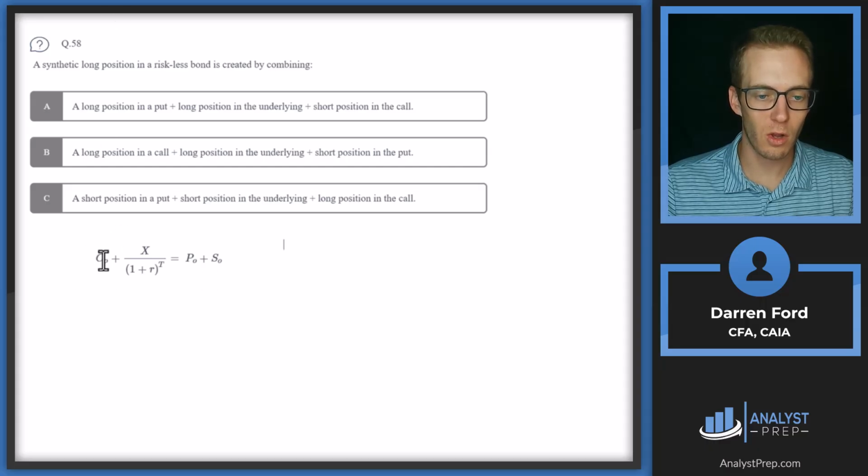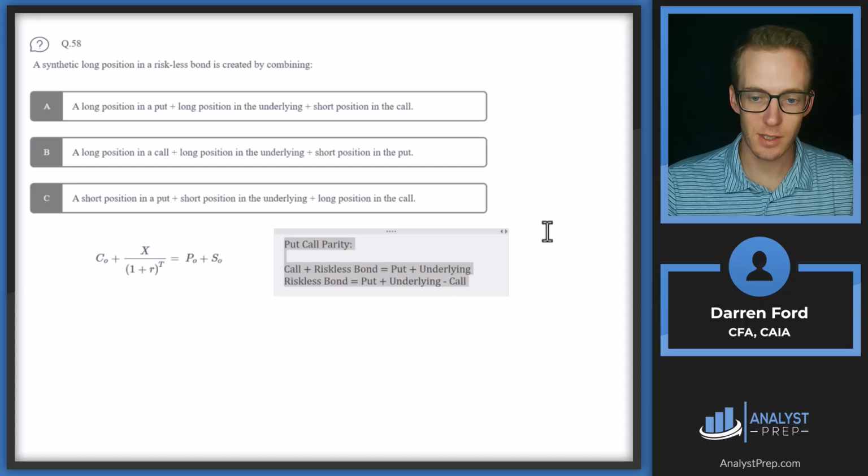So we've got call plus this variable here, which is representative of the risk-free bond or the riskless bond. So it's going to be our strike price discounted back to the present value. And then that's going to be equal to the put plus the underlying, which is our S variable. So to solve this, basically, what we're going to do is I simplified this equation a little bit.